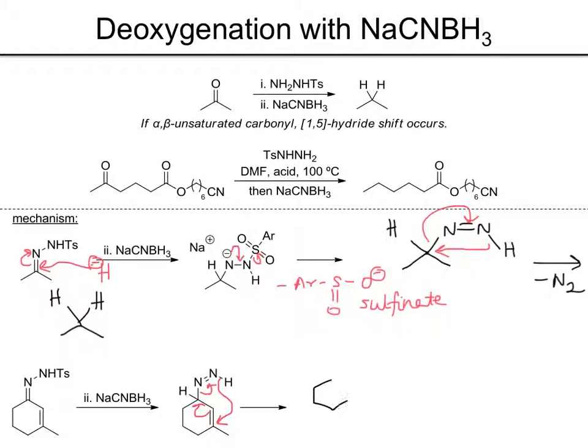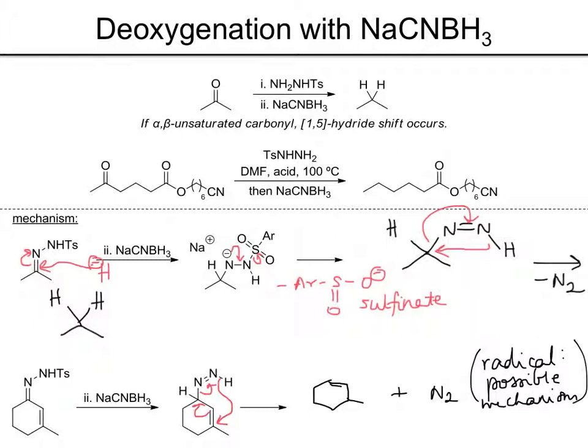And so we would have this compound and nitrogen gas. This is one possible mechanism. Another possibility is a radical mechanism. But overall, this is a very useful reaction where we can deoxygenate either a ketone or an aldehyde.